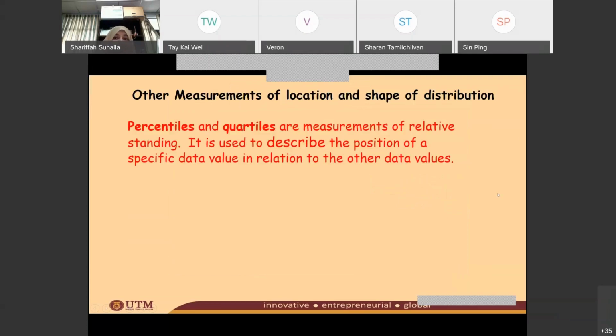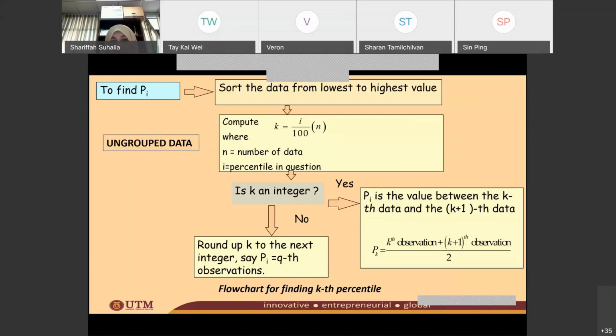Another measurement of location and shape of a distribution is percentiles and quartiles. This is a measurement of relative standing, used to describe the position of a specific data value in relation to the other data values. Since this is a flow chart, let's say you want to find your Pi. The first step is to sort the data from the lowest up to the highest value.